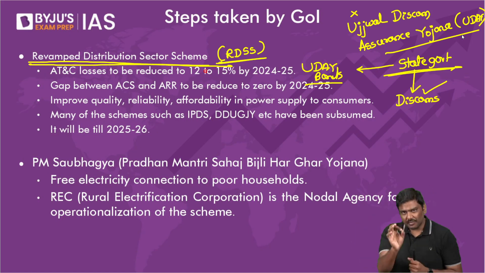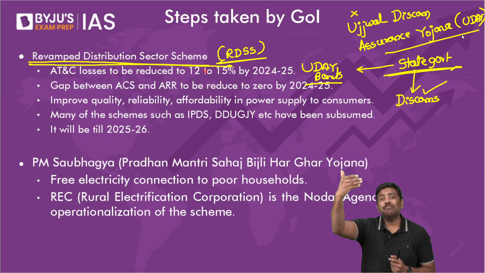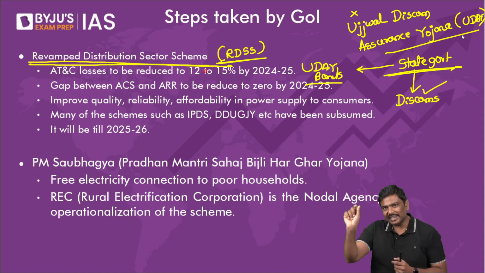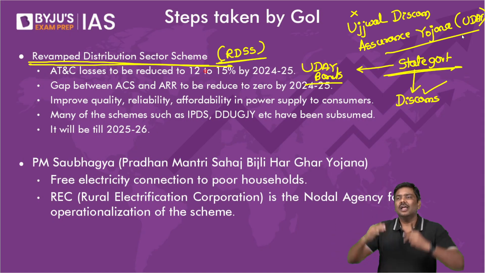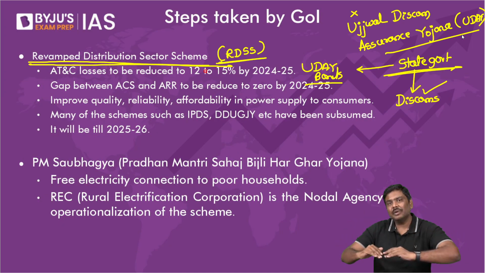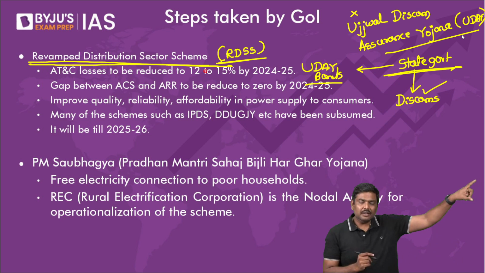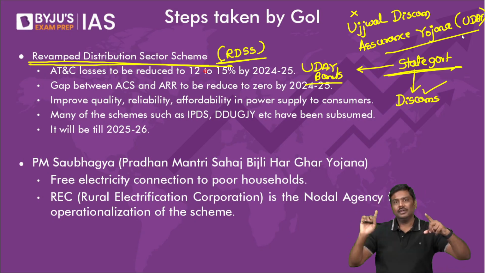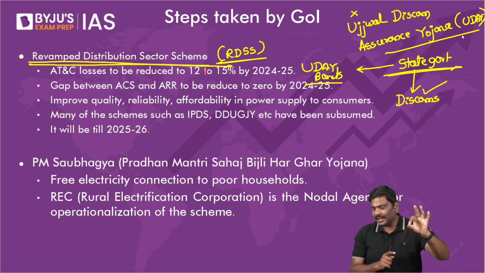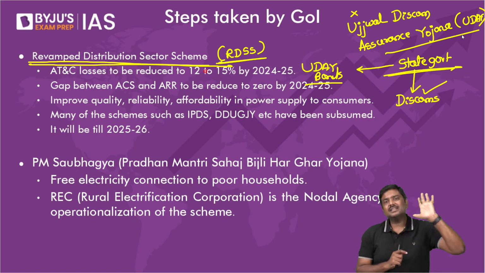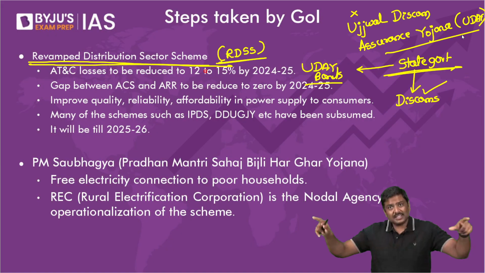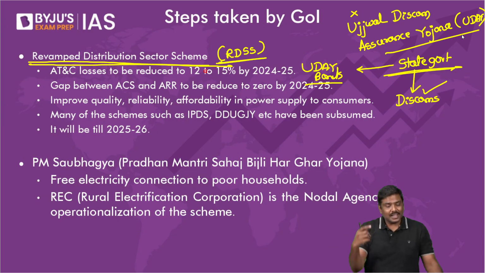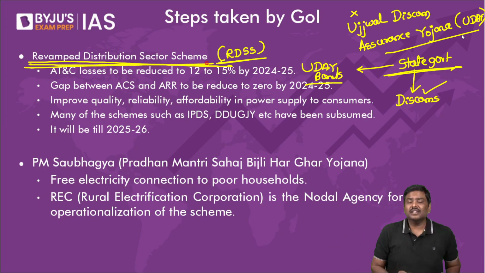Provided, please remember this, provided the state government prepares a plan on how to reduce AT&C losses and how to reduce the gap between ARR and ACS. Annual targets will have to be prepared by the state government and submitted to the center. If you meet the targets, only then the amount will be given to you. Is the logic okay? If you do not meet the targets that you yourself have set, the central government will not give you any kind of assistance. That is the importance of the Revamped Distribution Sector Scheme.